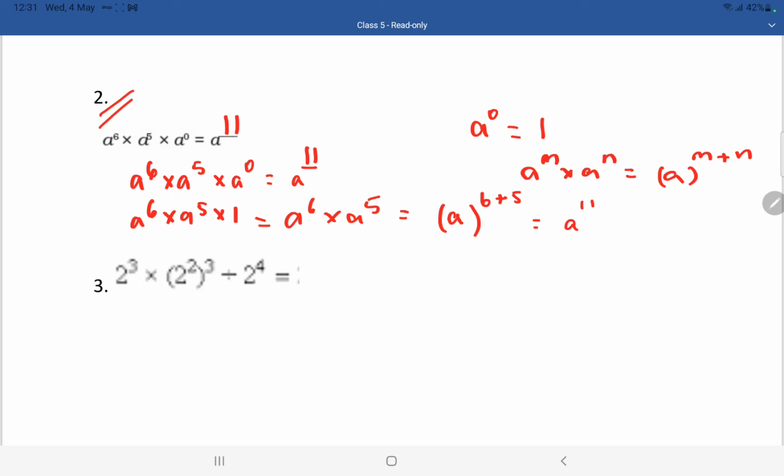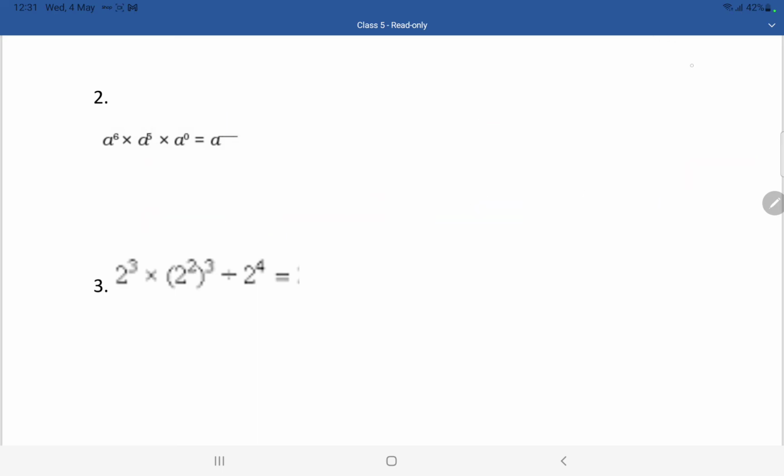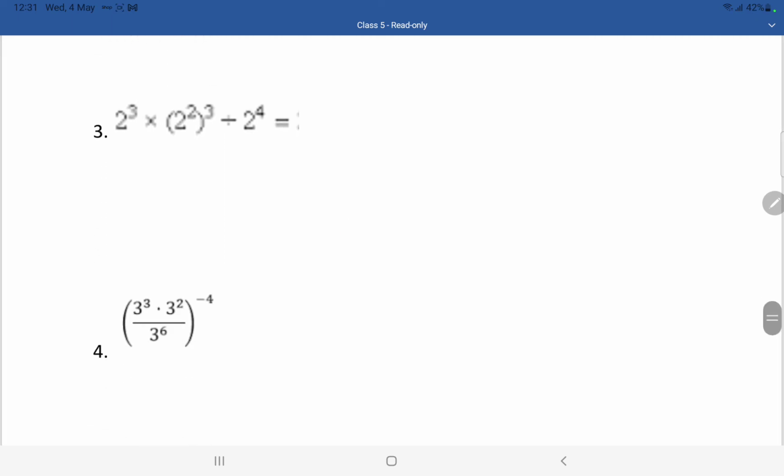Children, again I am telling you, very important. If you know these laws only, I am able to solve these now. If I don't know these laws, I can't solve this. I am telling you again. So first learn the laws of exponents. Let us move to the third question.